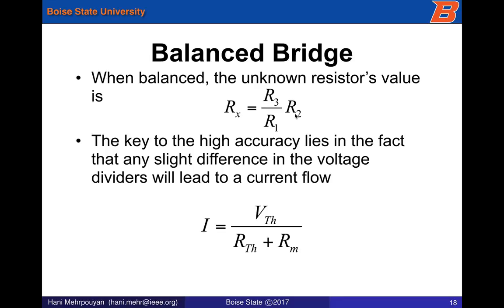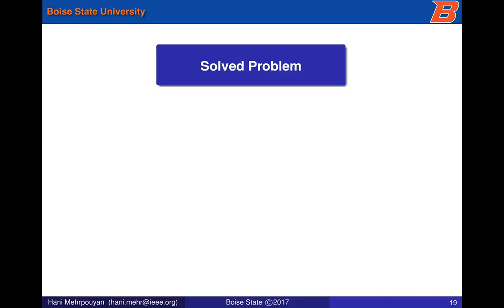Now, why is this a very accurate method? Because even the smallest amount of voltage difference would result in a current flowing between the two terminals, and the galvanometer will pick that up. So this is a very accurate way to determine the unknown resistance. With that said, we come to the end of this lecture.